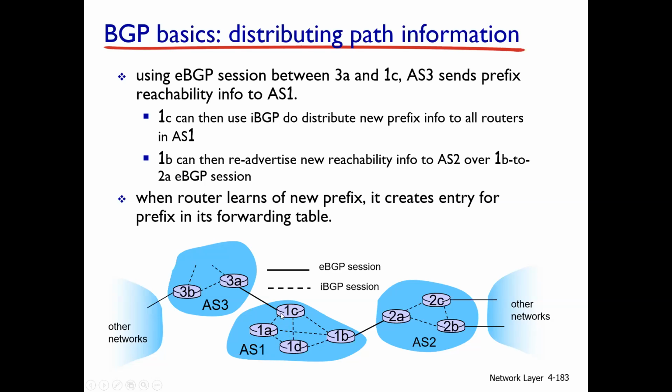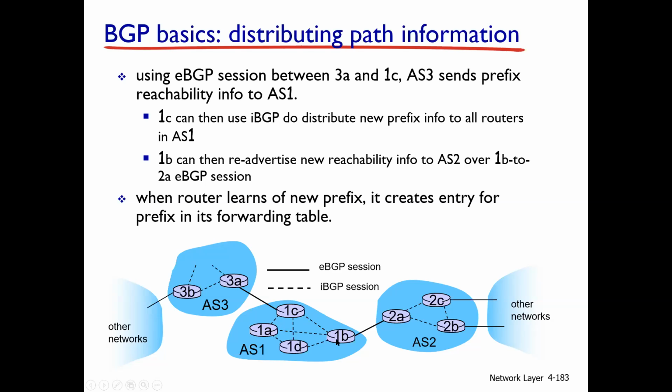Okay. Now, when that information gets to this border router over here, which is 1B, then 1B can re-advertise this new reachability information, which includes those destinations reachable through AS3, and forward it through an external BGP session to this router over here, which is 2A. So notice that the border routers have these external BGP sessions to other border routers. And within the autonomous system, the internal BGP sessions distribute that information to internal routers.